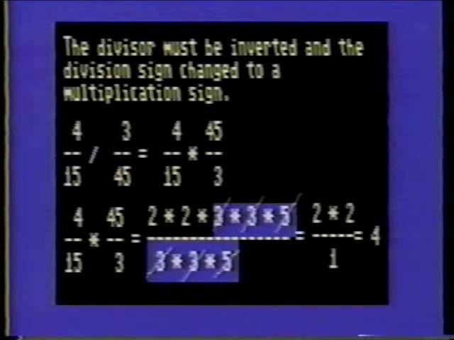Notice in this problem we have like numbers in the numerator and the denominator. Cancel all the common factors in the equation. Only 2 times 2 divided by 1 remains after the common factors have been eliminated. Say 2 times 2 is 4. 4 divided by 1 is 4.